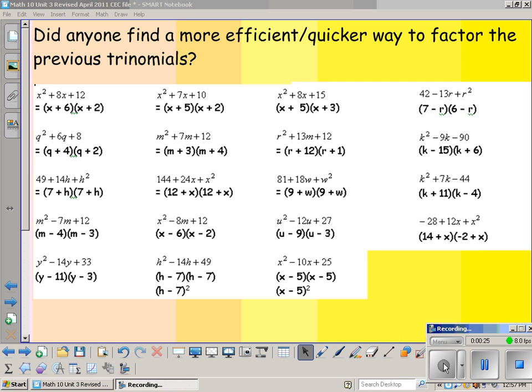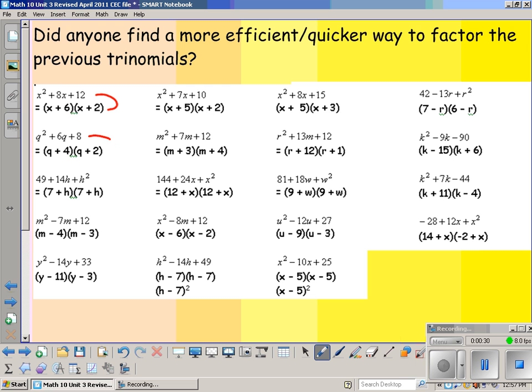Compare the expanded polynomial to the factors. And do you notice anything about the numbers? Look at the 6 and the 2 and see how they relate to the 8 and the 12. Look at the 4 and the 2 and see how they relate to the 6 and the 8. Do you see a pattern?